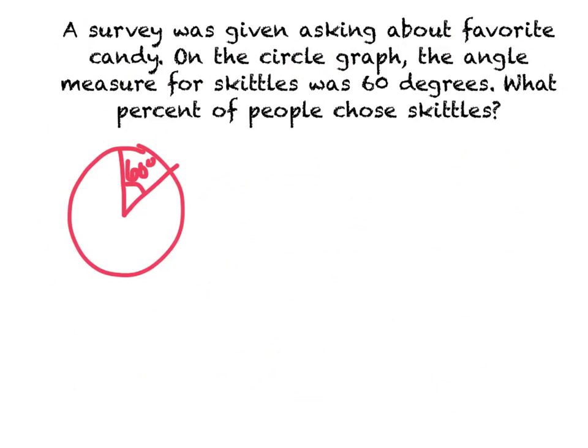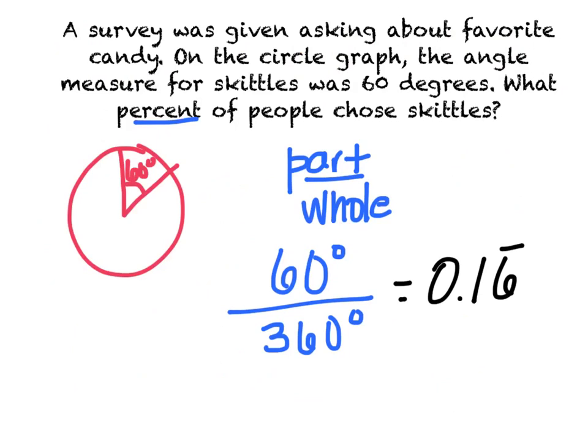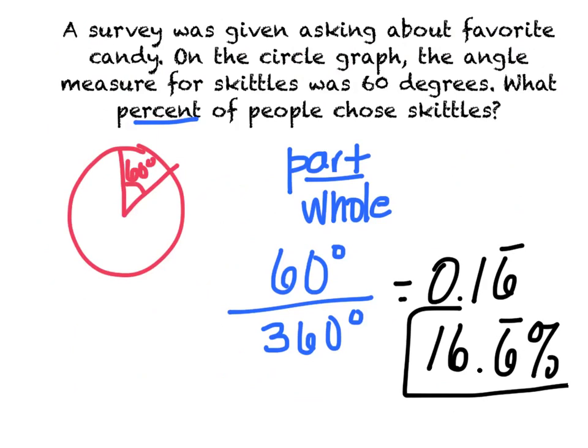Whenever I think about percent, I think about part over whole. So let's think about this. I have 60 degrees of the whole circle for Skittles. Well, the whole circle is 360 degrees. So now I just have to think, what percent is that? It's my part over the whole. So again, you can just grab your calculator and type in 60 divided by 360. It doesn't work out real nice, but that gives you about 0.16 repeating. So it's about 16.6 repeating percent, or 17%. All right, so that would be my answer. I just found the part over the whole.